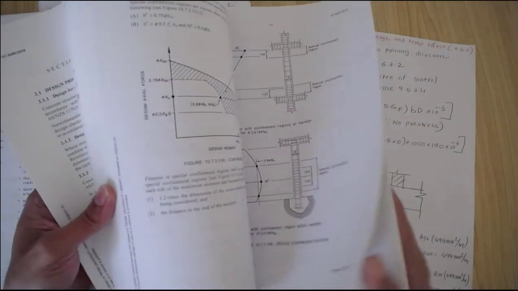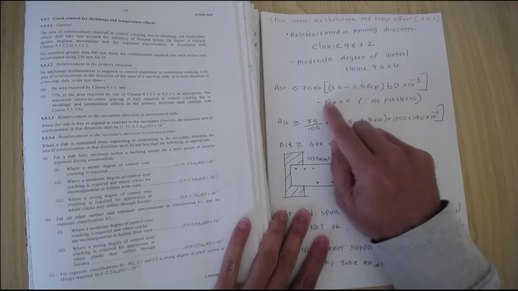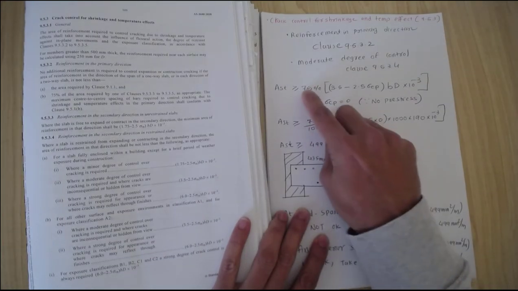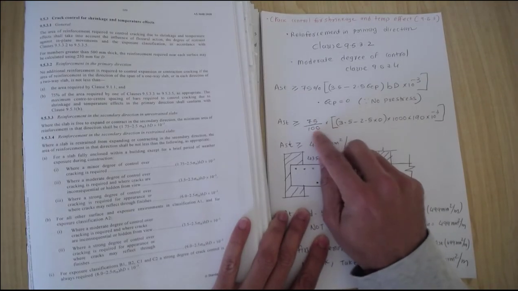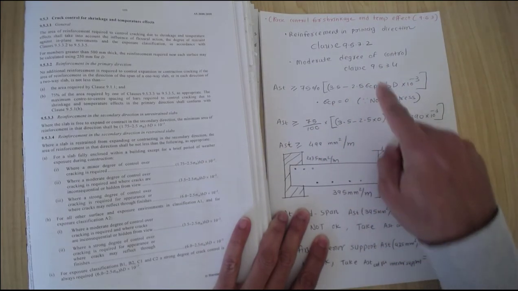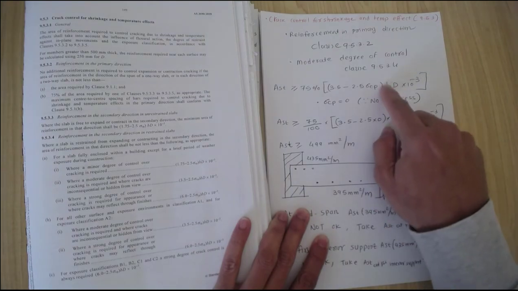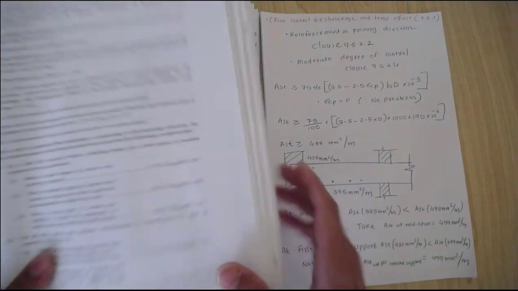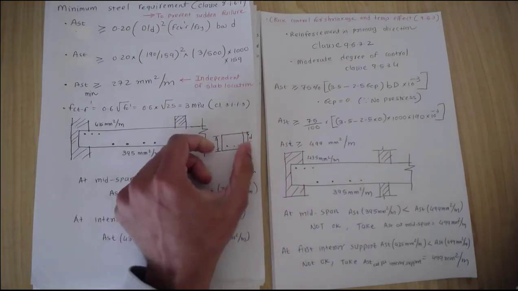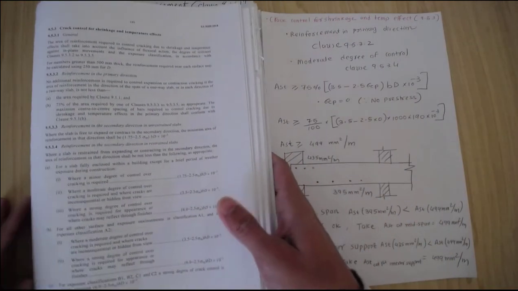Going back to clause 9.5.3, we can put sigma Cp equal to 0, converting 75% into a number by dividing by 100. So 3.5 take away 2.5 times 0, because sigma Cp is 0 with no pre-stress. For the width of the slab, we are taking a 1 meter wide strip, so b equals 1000 millimeters.